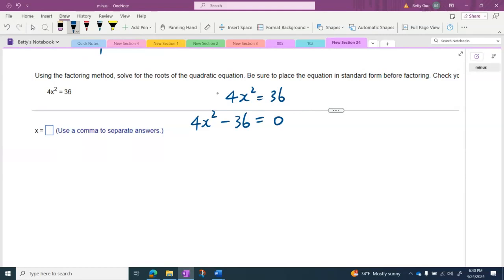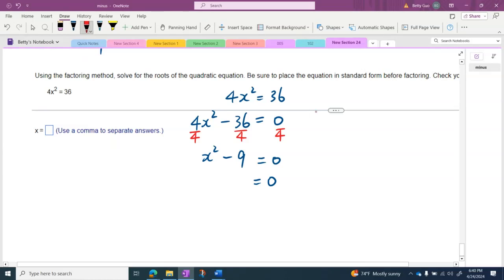And then I'm going to divide everything by 4 to make the equation look simpler. And we have x squared minus 9 equals 0. And the left-hand side, we have a binomial. And that binomial actually is a difference of two squares. So we are able to factor x squared minus 9, which is x squared minus 3 squared, as x minus 3 times x plus 3.